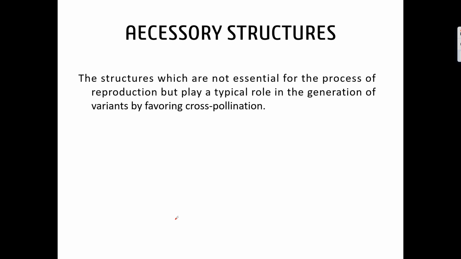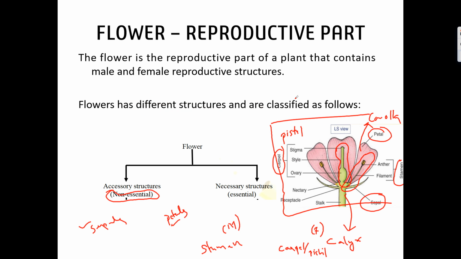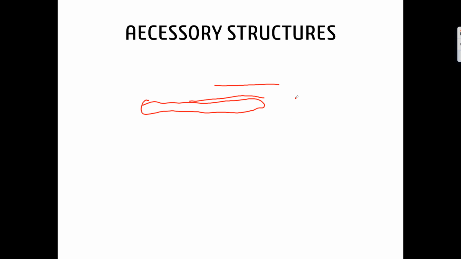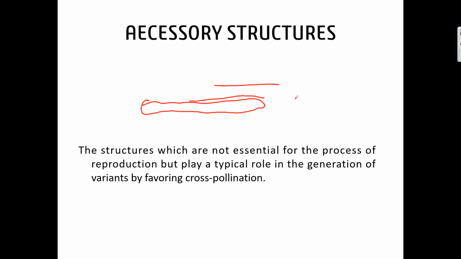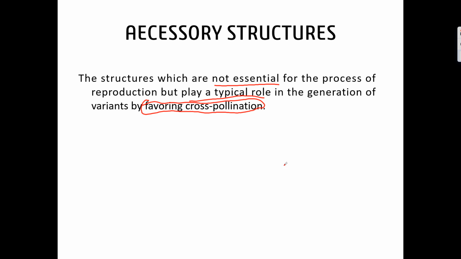Now let us look at the accessory structures and how they are useful. These structures are not essential but play a typical role, by favoring cross pollination. If you see this pinkish colored petal shown in the previous slide, it will attract birds and insects, and that will help in cross pollination.